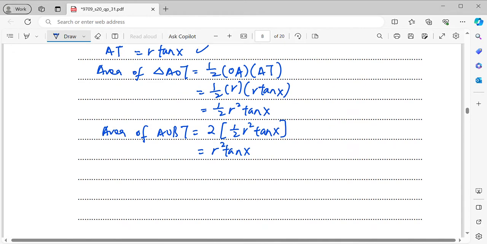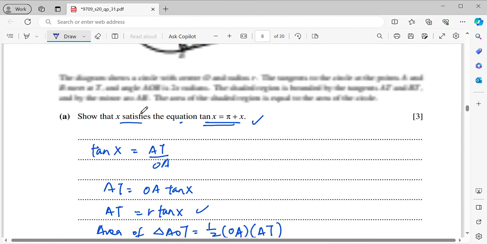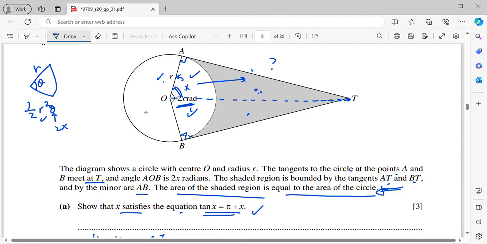So that means now here, area of minor sector AOB is half R squared 2x, which is R squared x. Okay, so now I can find the area of the shaded region by using area of AOBT minus the area of the sector. That will be my area of the shaded region.